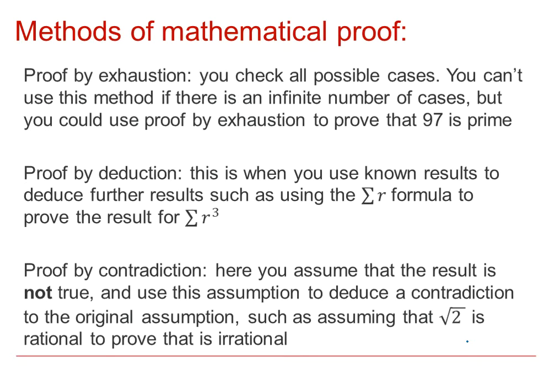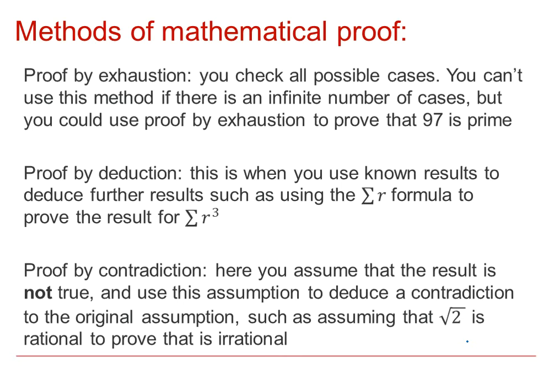There are several methods of proof. There is proof by exhaustion, where you consider all the possible cases. You can't use this method if there's an infinite number of cases, but you could, for example, use proof by exhaustion to prove that 97 is a prime number.